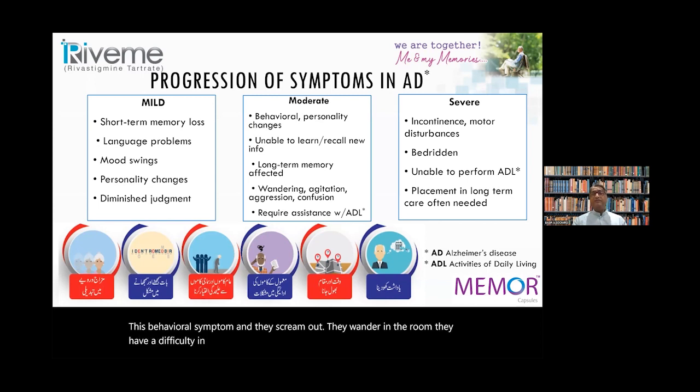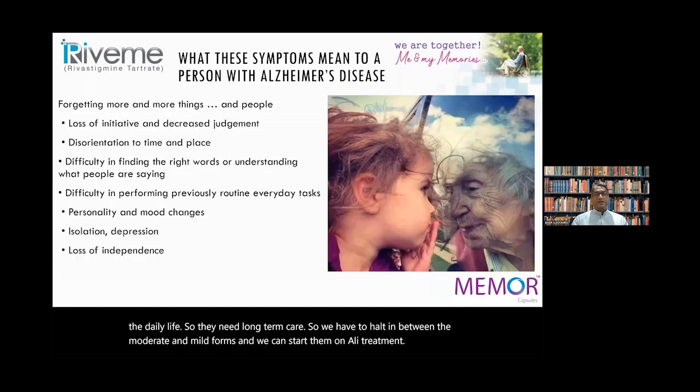When it goes to the severe form, it leads to incontinence and motor disturbances. They become bedbound, and they have difficulty performing activities of daily life. So they need long-term care. So we have to halt the disease between the mild and moderate forms, and we can start them on early treatment. Again, this is the same thing I was telling you.